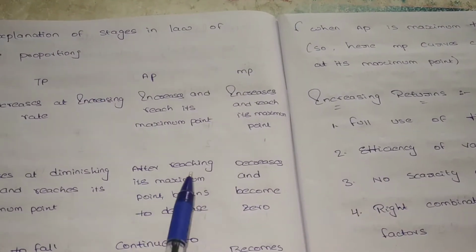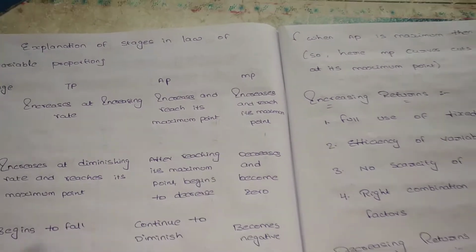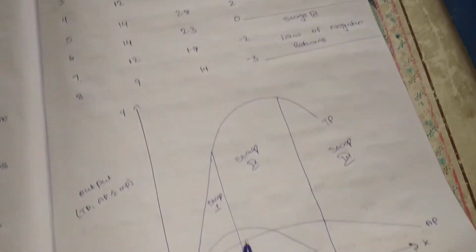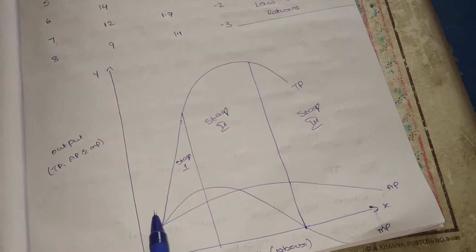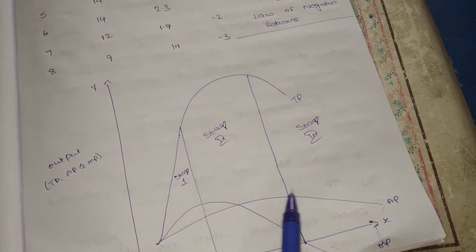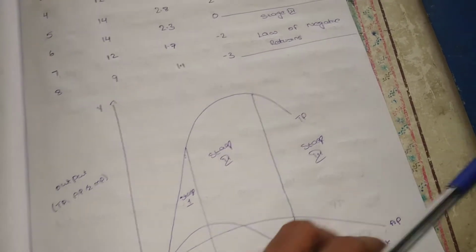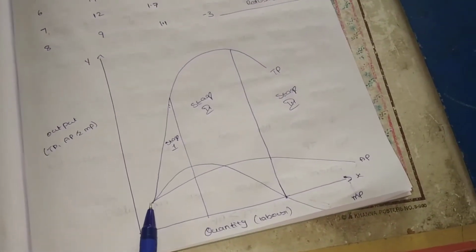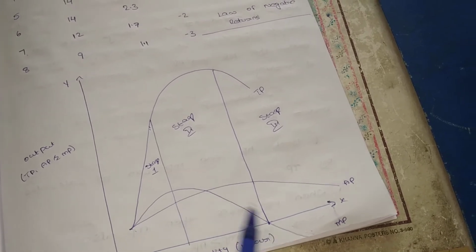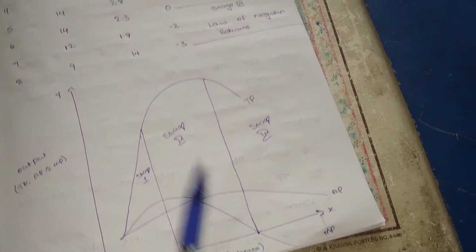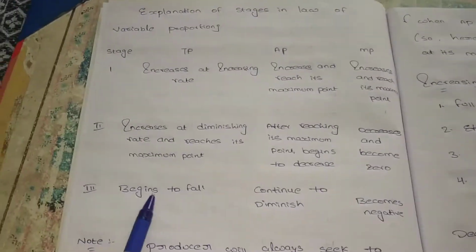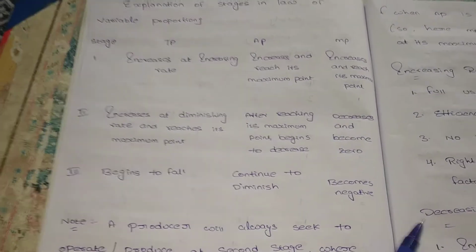And next, after reaching its maximum point, the average product begins to decrease. This is the average product, it becomes decreasing. Up to the second stage it is decreasing. Next, the marginal product decreases and becomes 0. And in the third stage, it begins to fall, continues to diminish, and becomes negative.